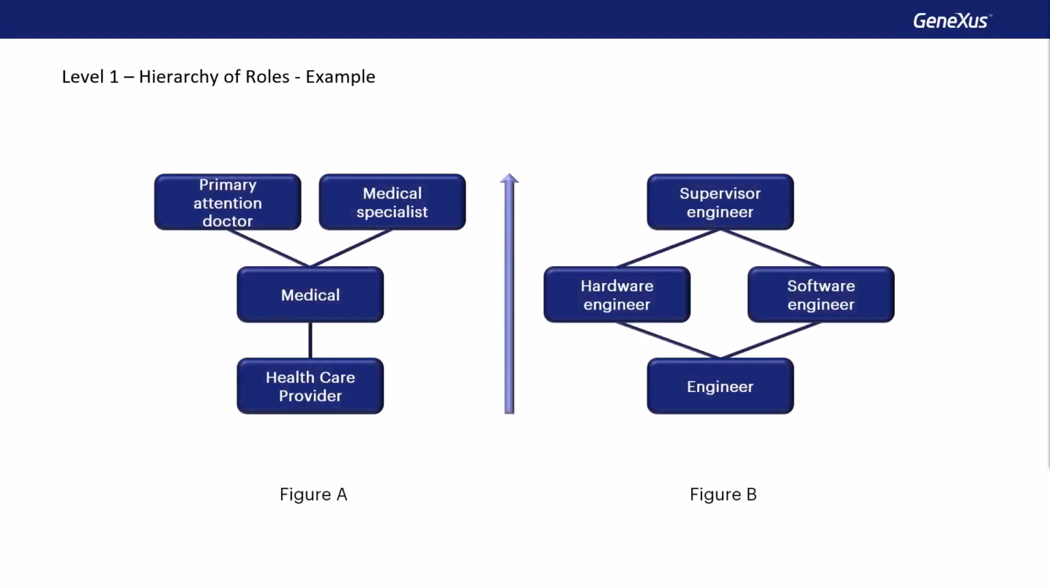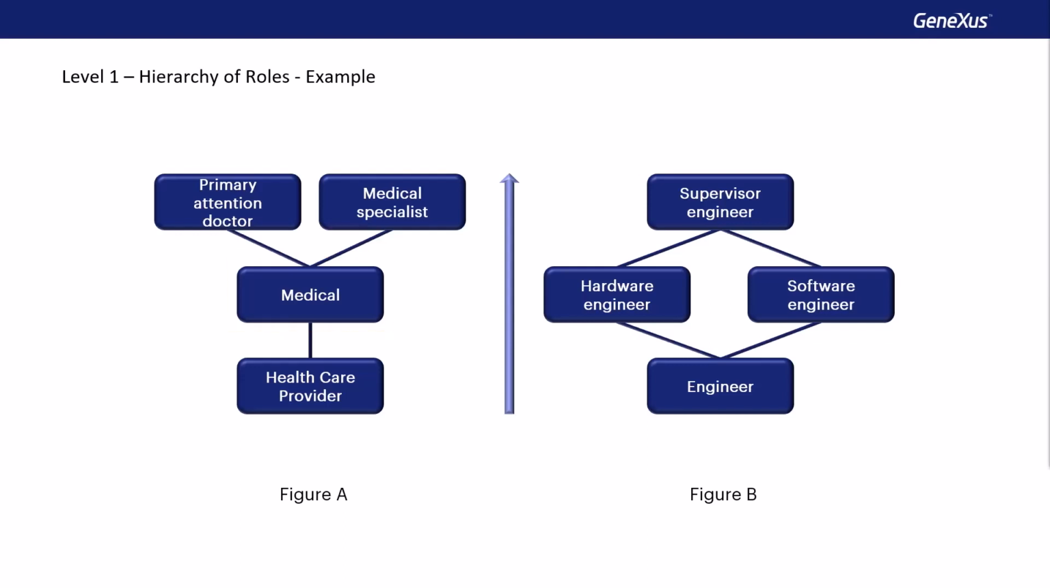By convention, the most powerful or senior roles are shown at the top of these diagrams, and the less powerful or junior roles are at the bottom. In Figure A, the most junior role is the healthcare provider. The physician role is senior to the healthcare provider and therefore inherits all permissions from it. The physician role may have permissions on its own, in addition to those inherited from the healthcare provider role.